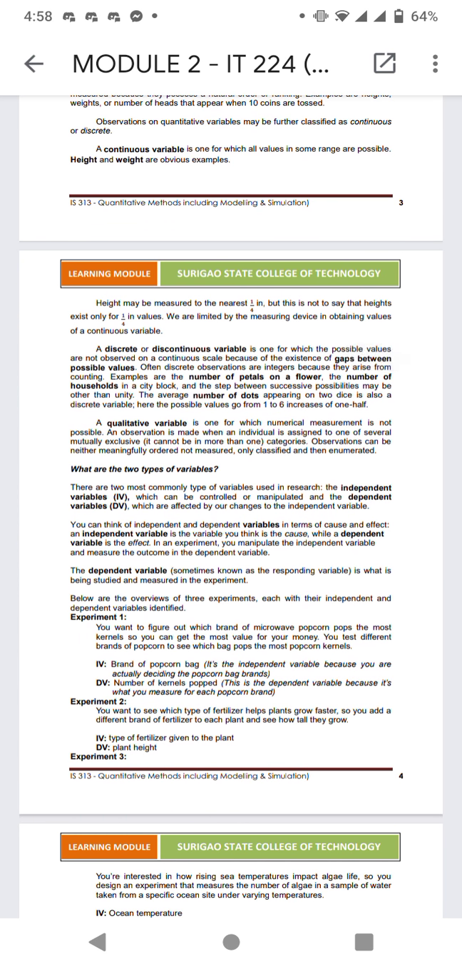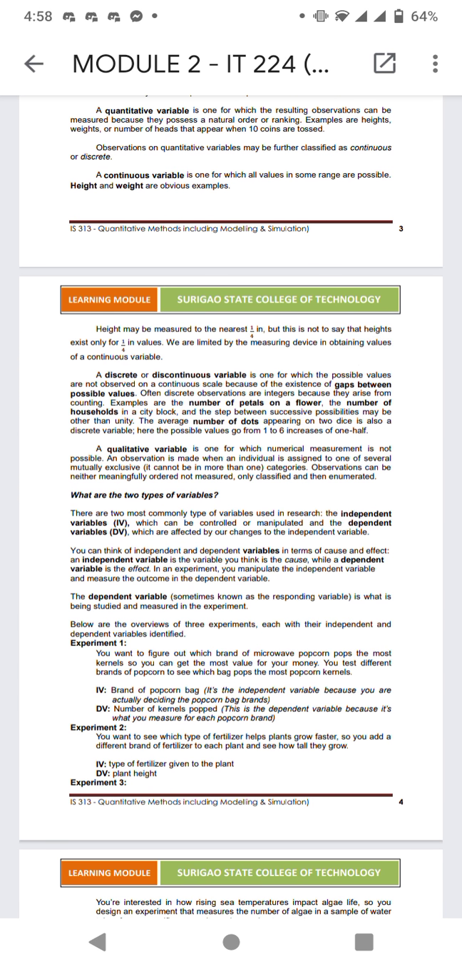So the next type of variable is a qualitative variable, which is one for which numerical measurement is not possible. So it is not involving numbers, it is involving quality. That's why it is named a qualitative variable. You could only describe it by things that are not measured by numbers.